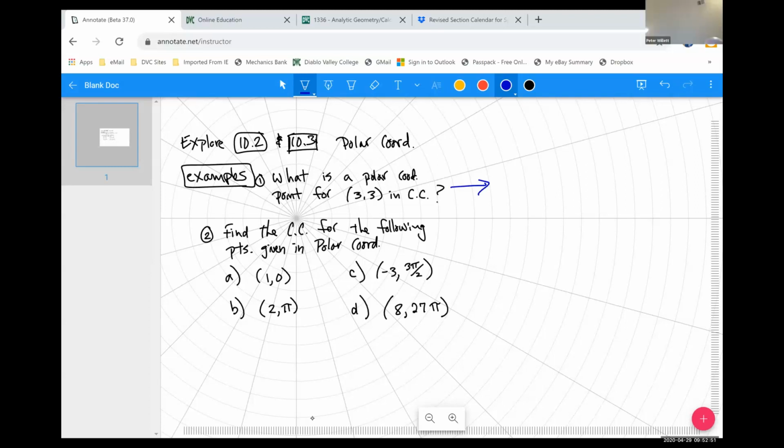Okay. 3 times the square root of 2 and pi over 4. Okay. I got the same thing. Okay, thank you.